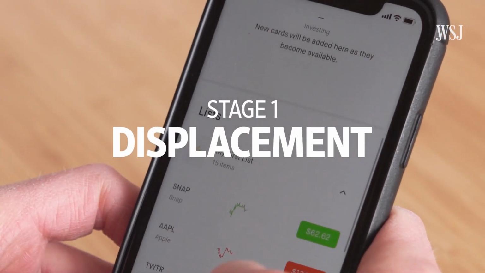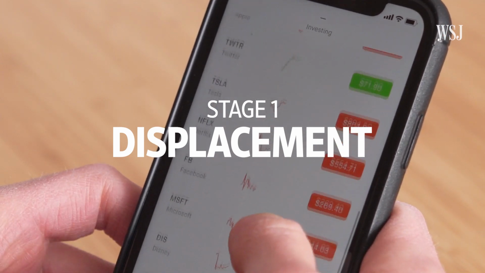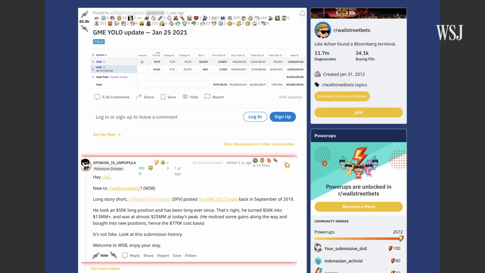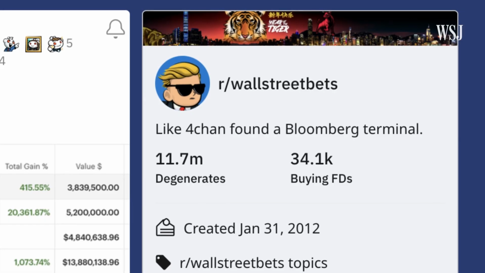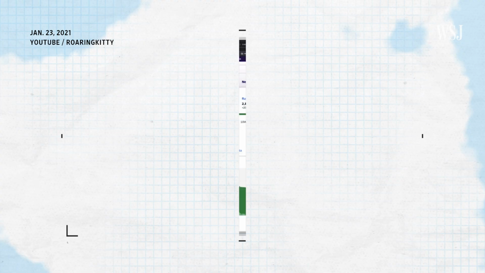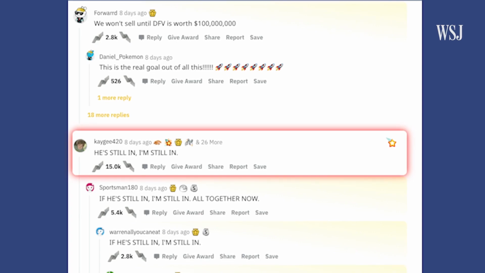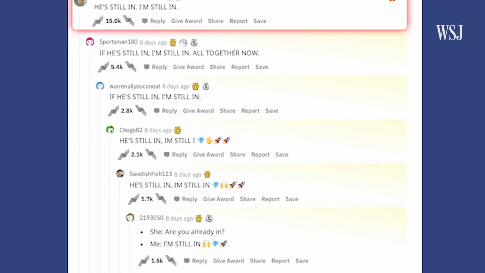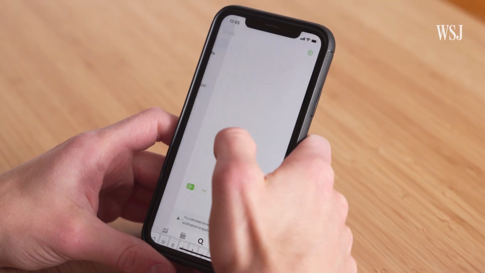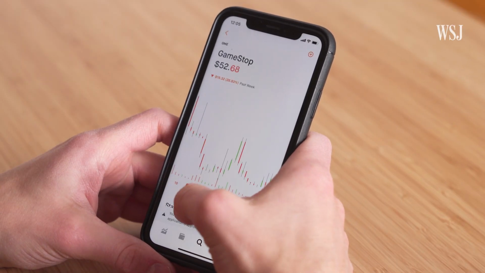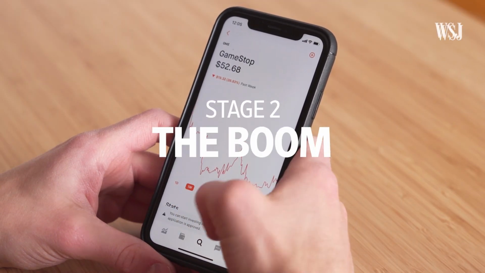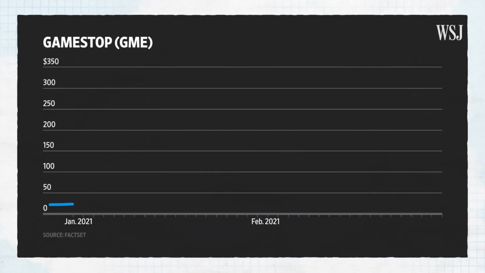The first stage, displacement, when investors start to notice a new pattern emerging in the market. In the case of GameStop, the trend is first seen in online forums, where people start sharing their big wins. It drew in people who may not have traded before, who are trading stocks on online brokerages for the first time. That's stage 2, the boom, when prices start rising as excitement drives new investors into the asset.